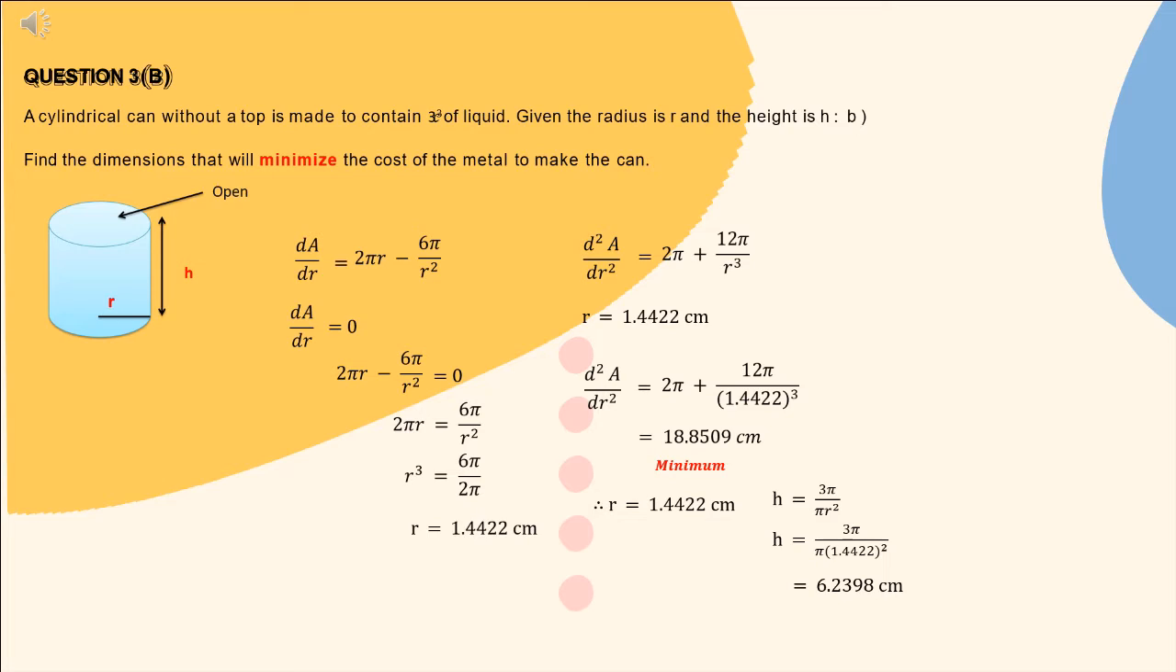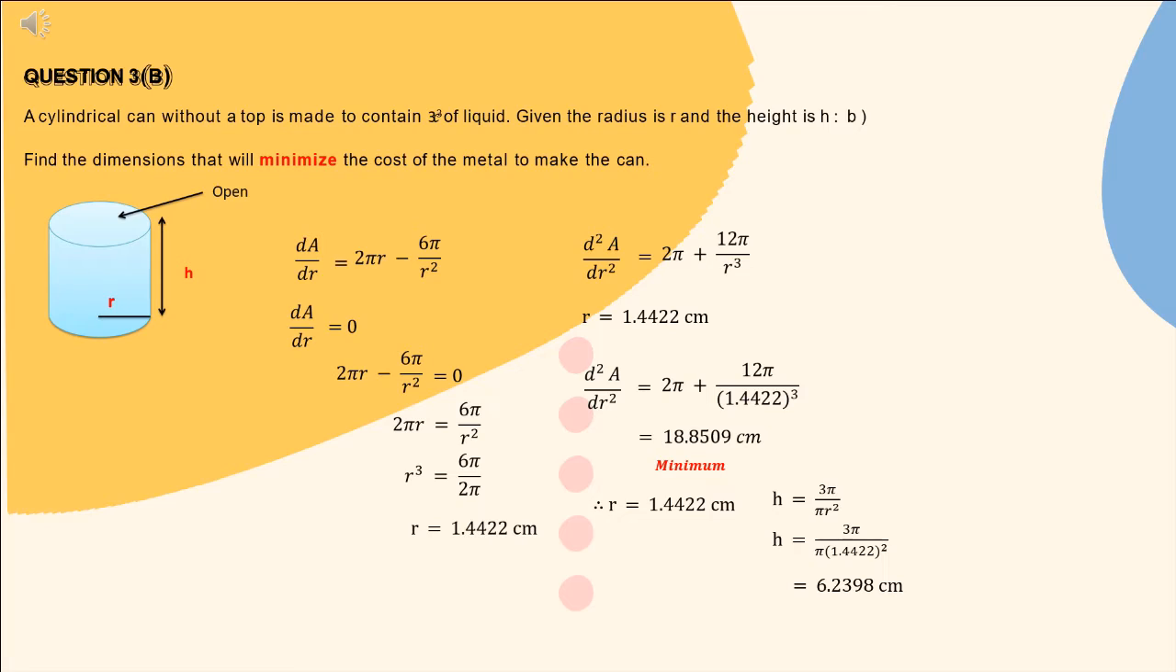So now we're going to do the second derivative. How to find the second derivative? We differentiate the first derivative. After we differentiate it, we get 2 pi plus 12 pi over r cubed. Now we substitute the value that we got from the first derivative, which is r equals 1.4422, into the second derivative. After we substitute, we get 18.8509. So that is the minimum value.